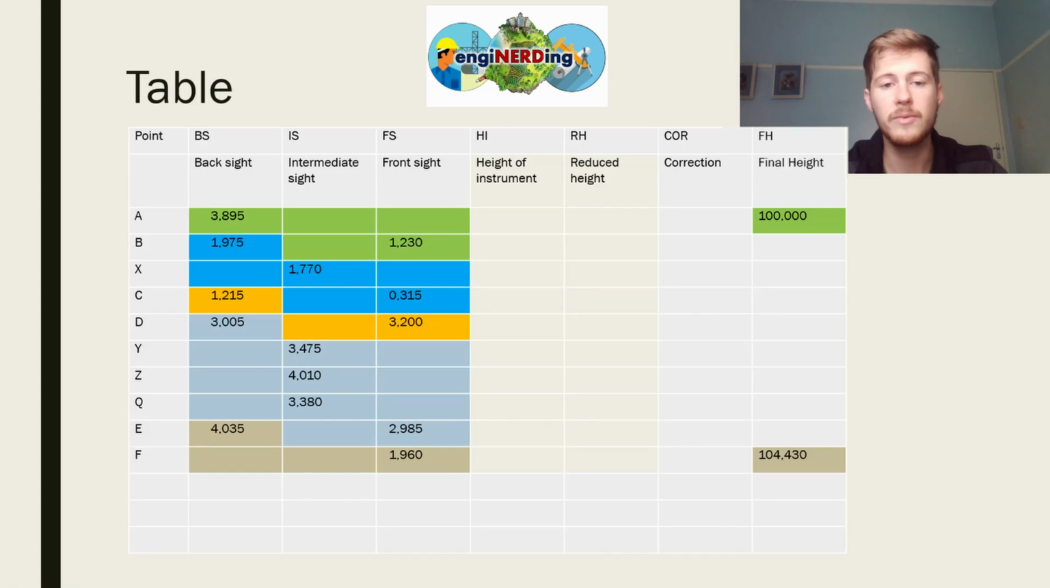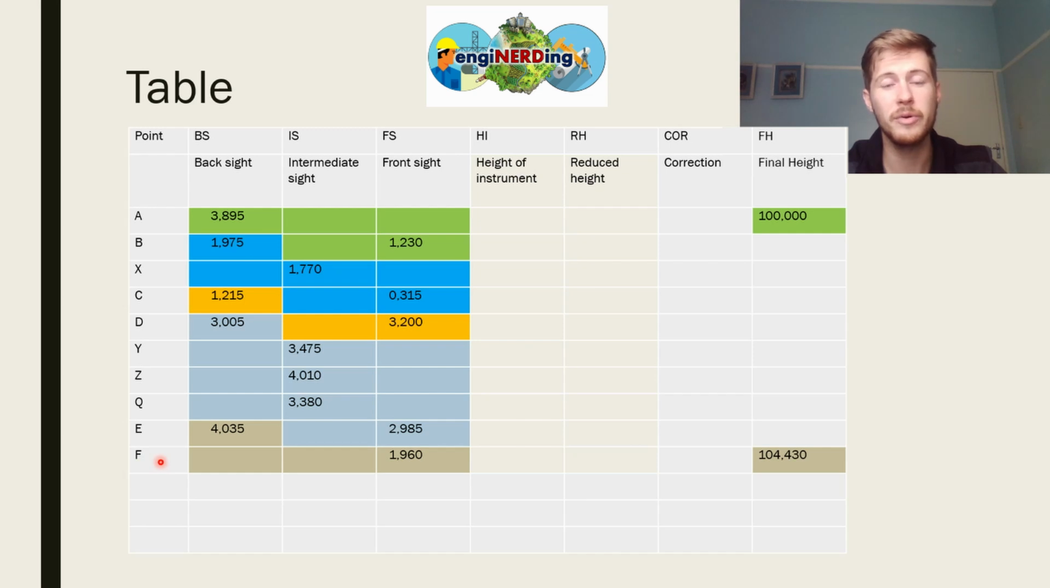This is the table we have for our height of instrument method. Take note that these values are not the values from the diagram I showed you; it's a new example. These will be the different readings you've taken. I color coded the setups: green is the first setup, blue the second, yellow the third, this color the fourth, and the last is the fifth. We also had final heights for our benchmarks: this was our first benchmark, and this is the second benchmark readings we took.